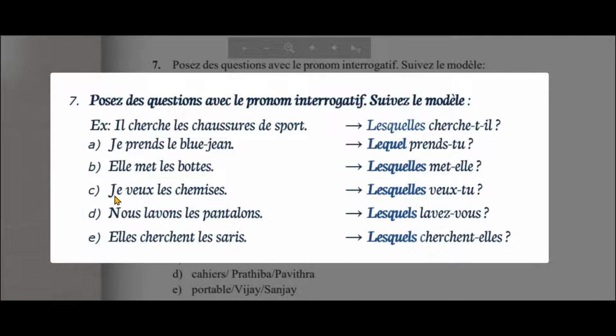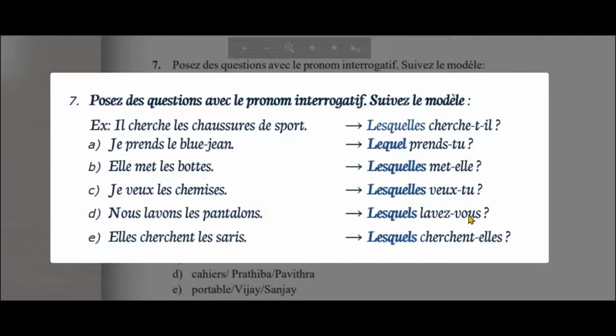The third one, I want the shirts. Again, shirts, chemises, is feminine plural. So therefore, again, lesquelles. Which ones do you want? Lesquelles veux-tu? The next one, nous lavons les pantalons. Now, we are washing the pants, masculine plural. Therefore, you are using lesquels. Which ones are you washing?